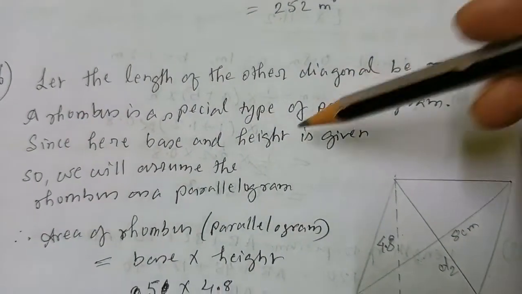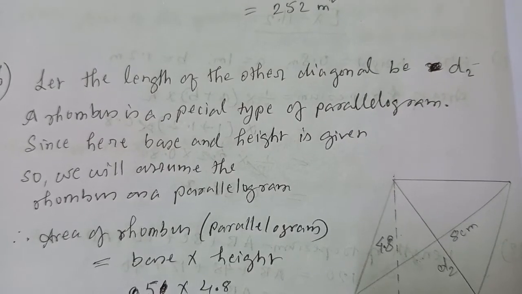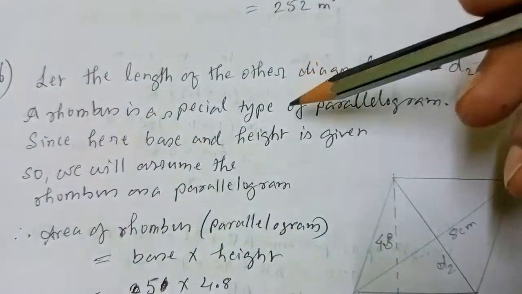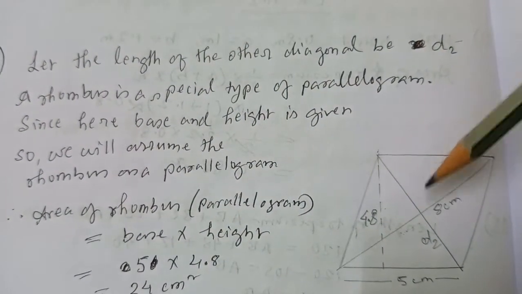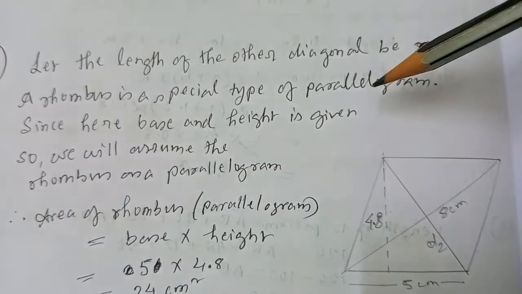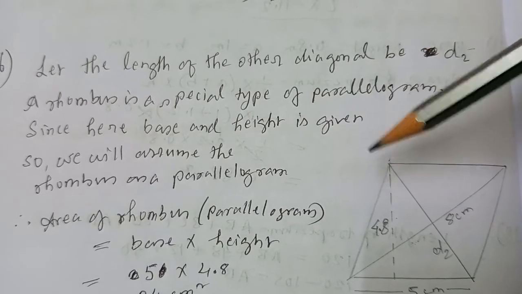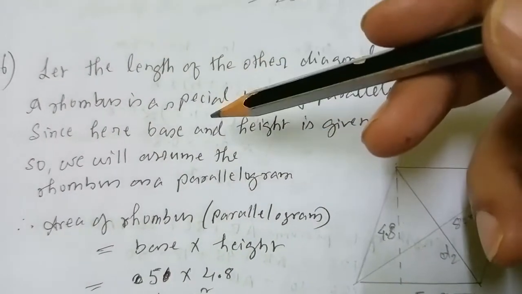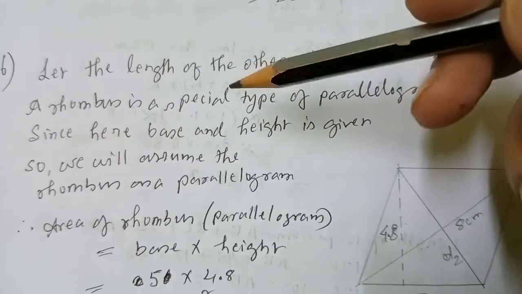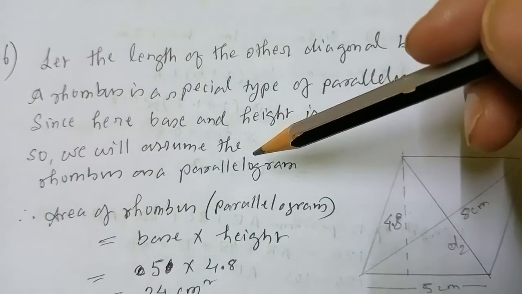A rhombus is a special type of a parallelogram. You know this because you have read in chapter number 3. Rhombus is also a parallelogram. Now we will assume this rhombus as a parallelogram because we have to find out the area of the rhombus. So here why we assume the rhombus as a parallelogram, because here height is given. Okay, so we will make the use of height here. So we know the parallelogram formula is base into height. So here base and height is given. So we will assume the rhombus as a parallelogram.